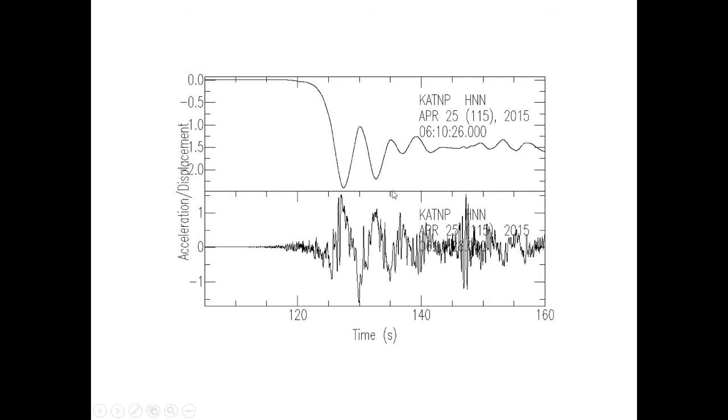If you integrate this to get to displacement, this is how the ground moves. So the Kathmandu Valley moved about 1.5 meters to the south as a consequence of this earthquake.